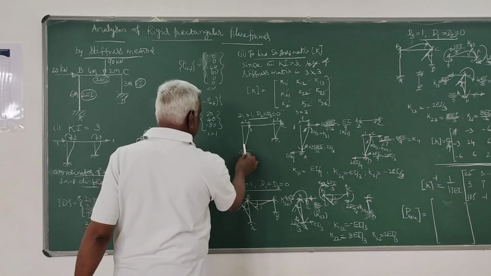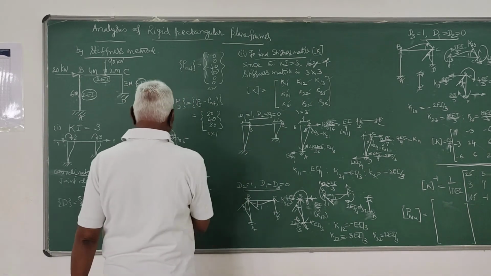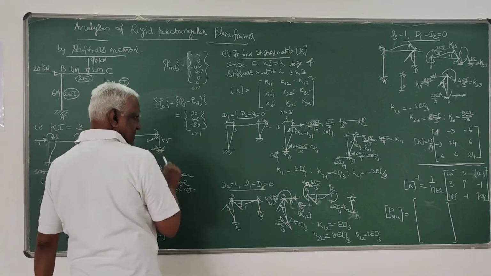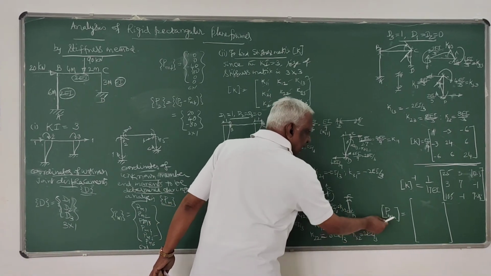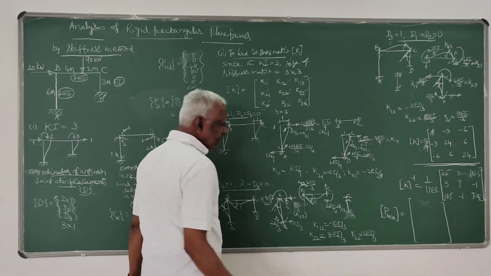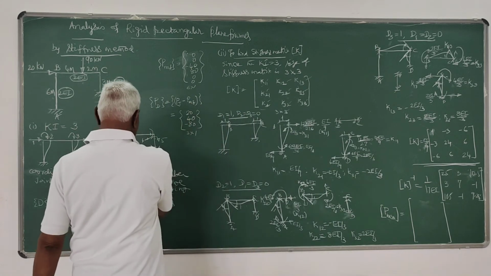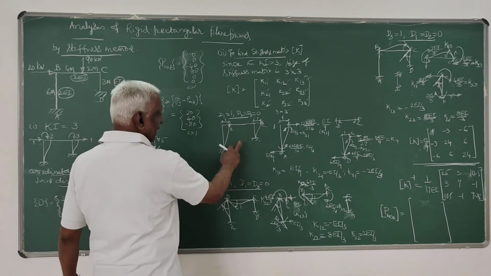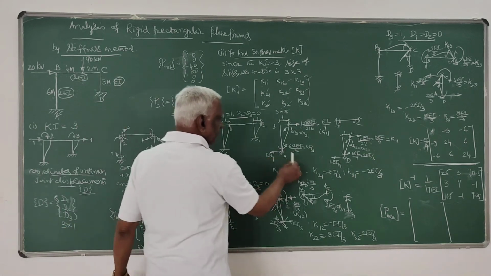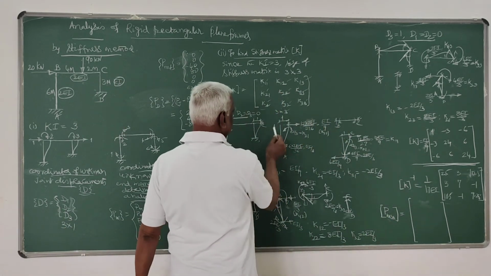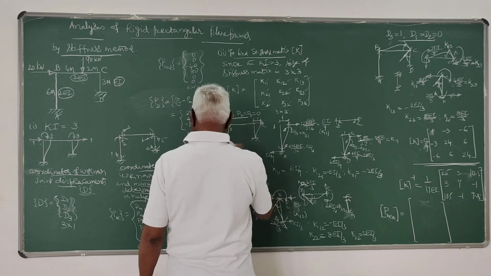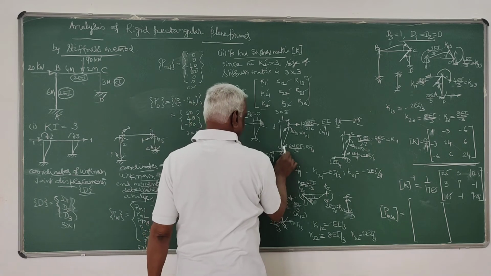When you give unit displacement along 1, the forces developed along 1, 2, 3, 4, 5, 6, as the name itself indicates. When unit displacement is given along one coordinate at a time, the PM forces develop in all the members that you have to take. Then along that first column, that is when unit displacement is given along 1, the forces develop along 1, 2, 3, 4, 5.